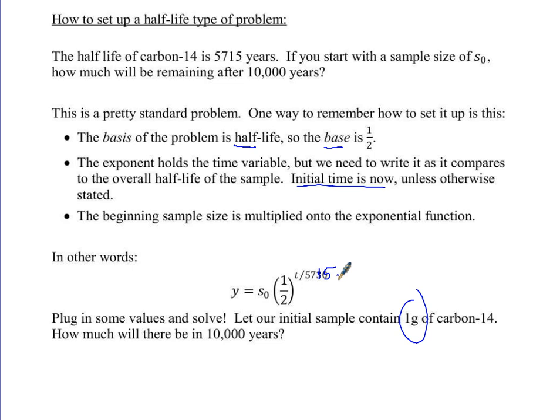What do we do? So what's S naught? 1. 1 gram times 1/2 to the 10,000 divided by 5715. That's it. Enter it into your calculator and you get your answer, to 3 decimal places.